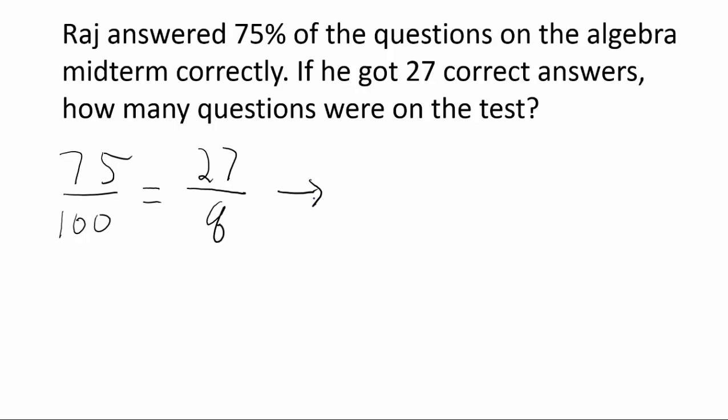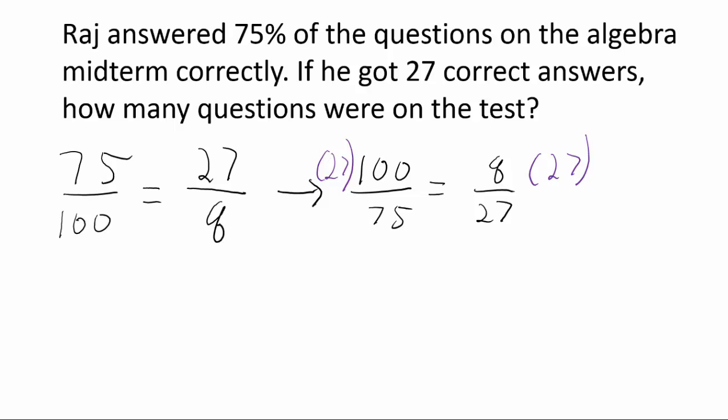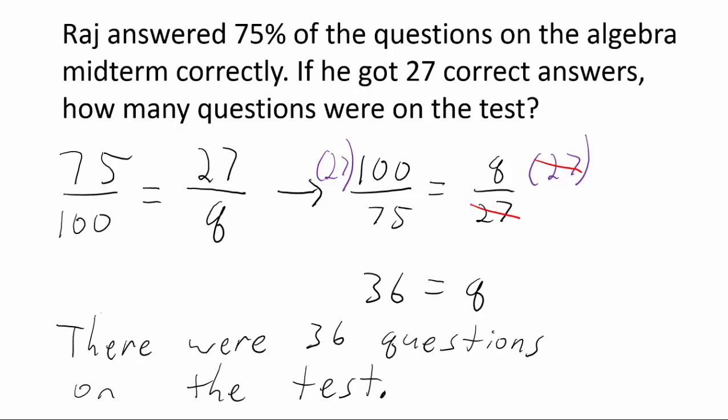Since Q is in the denominator, we will invert the proportion, multiply both sides by 27, and simplify. 27 times 100 divided by 75 equals 36. So there must have been 36 questions on the test.